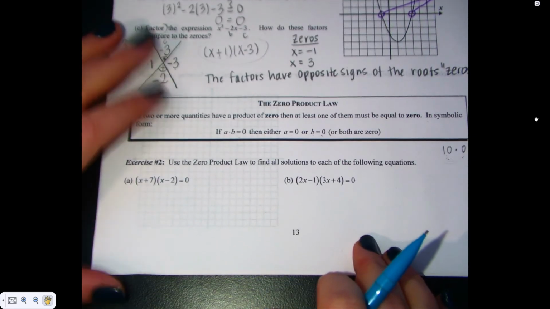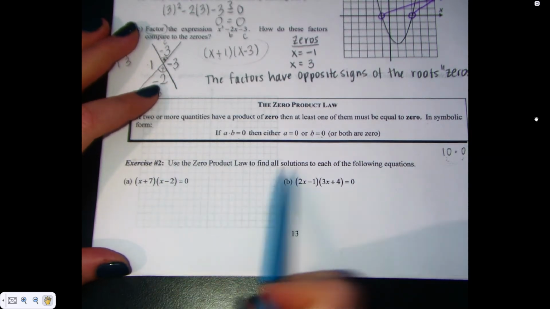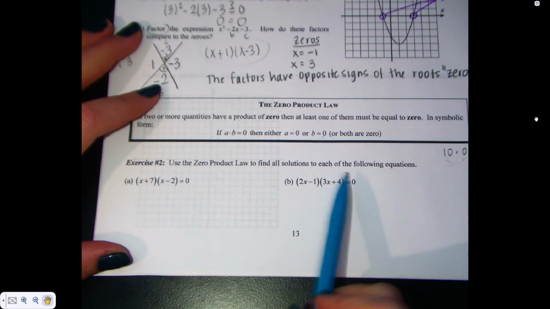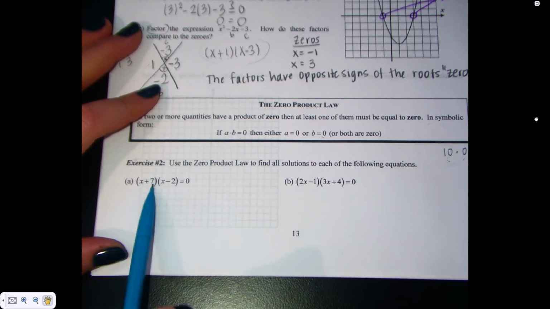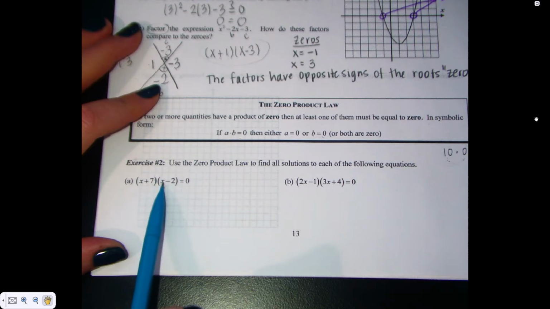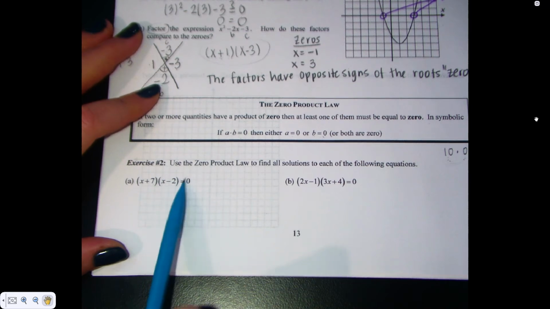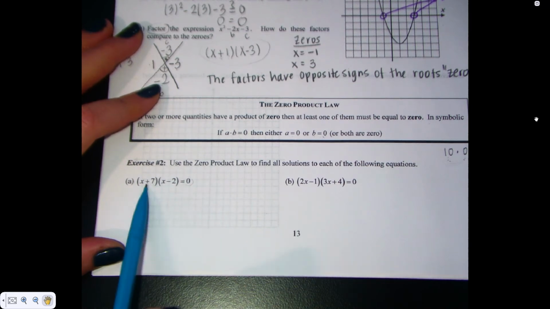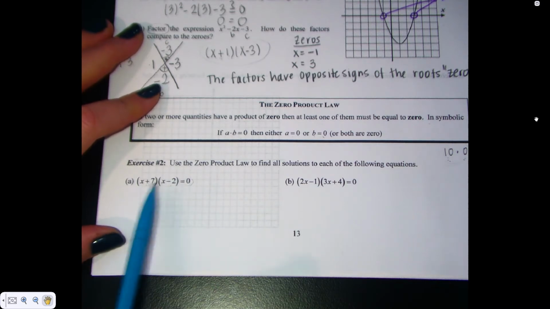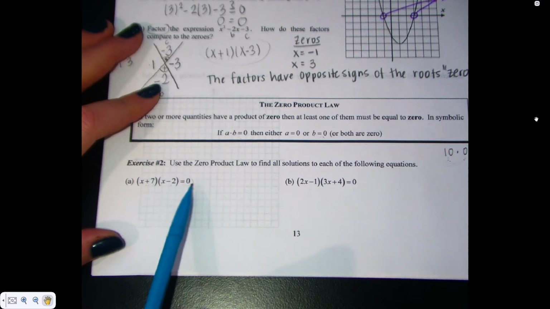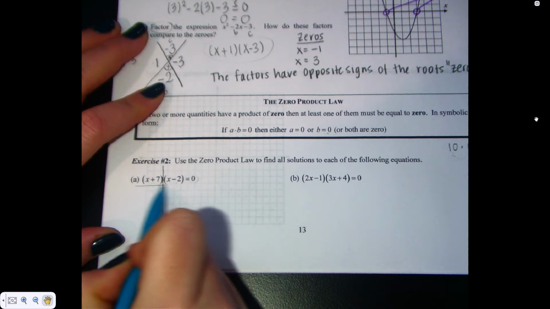So how do we use the product law? It's very simple. We're going to use the product law to find all solutions to each of the following equations. What you have here is a product. I have x plus 7 being multiplied by the quantity x minus 2. The zero product law says that if you have a product of 0, this has to be 0 or this has to be 0, because that's the only way if you multiply these together you're going to get 0. So how we do that mathematically is we put a little table right here.